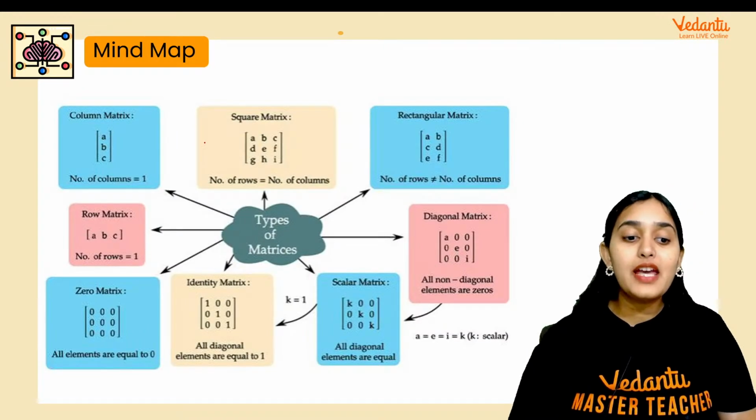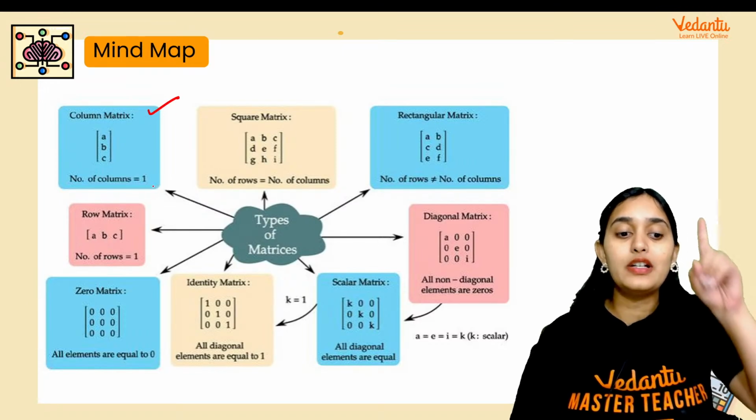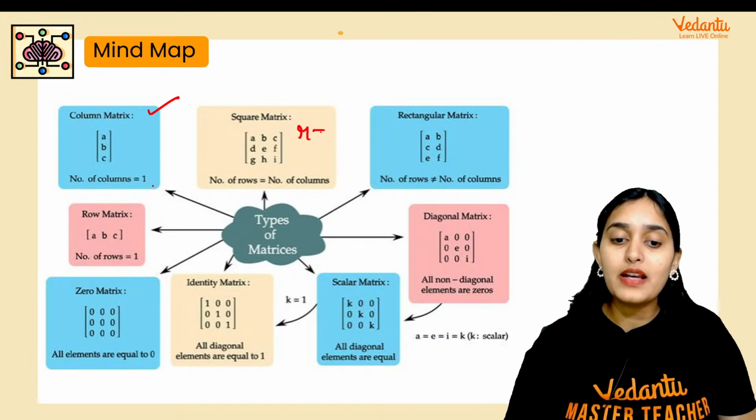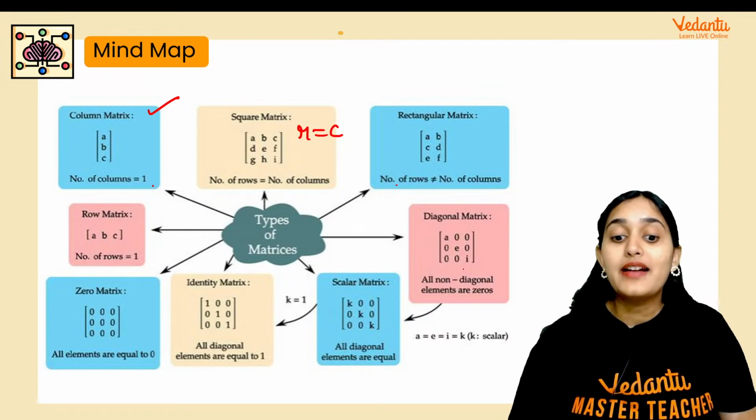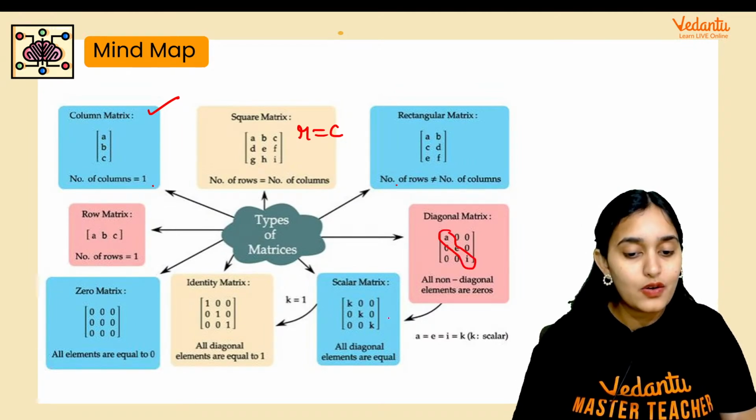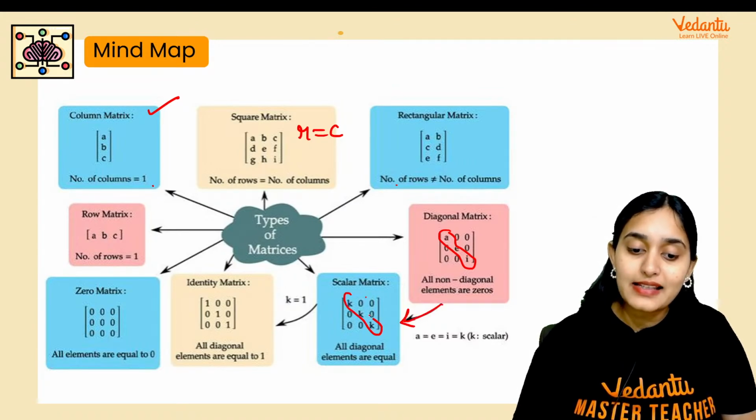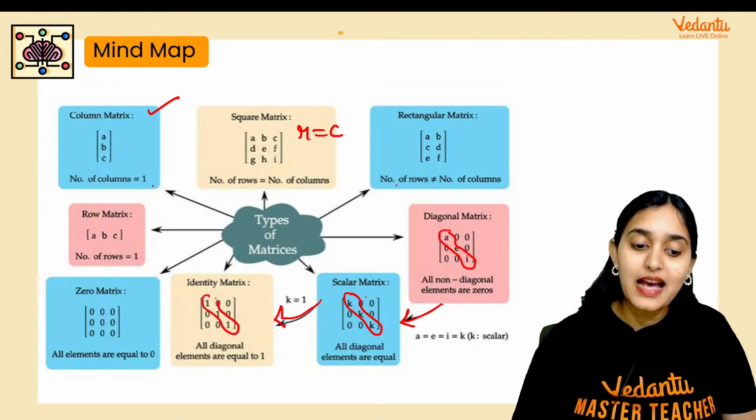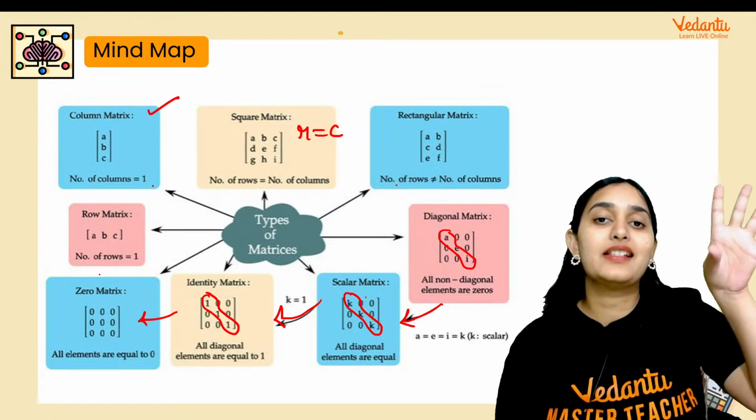Now there are many types of matrices that we have. First is column matrix having only one column. Row matrix, one row. Square matrix where row is equal to column. Rectangular matrix where row is not equal to column. Diagonal matrix which has only the diagonal elements and other elements are zero. Diagonal becomes scalar when all the elements are same. Scalar becomes identity when all the elements are 1. And identity becomes 0 when everything is 0.